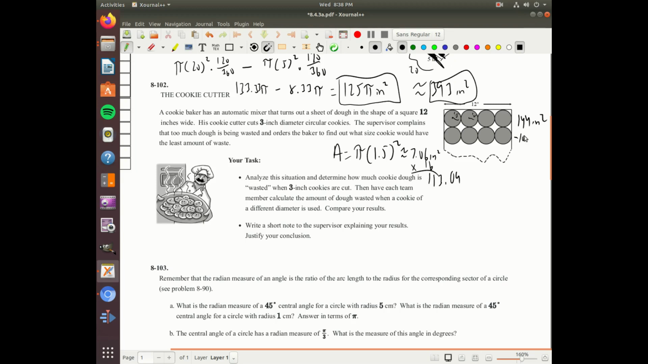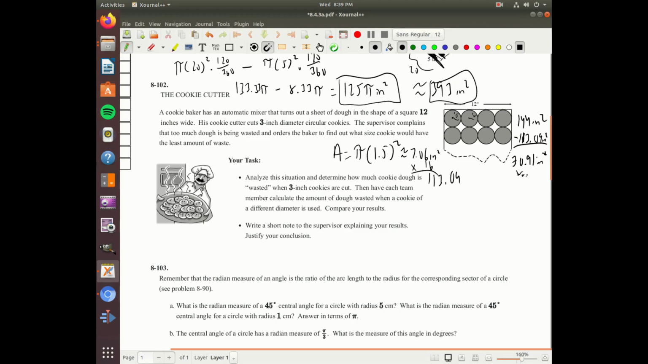So our waste will be whatever this subtracts to. So 144 minus 113.09. So it looks like our waste is 30.91 inches squared of waste.